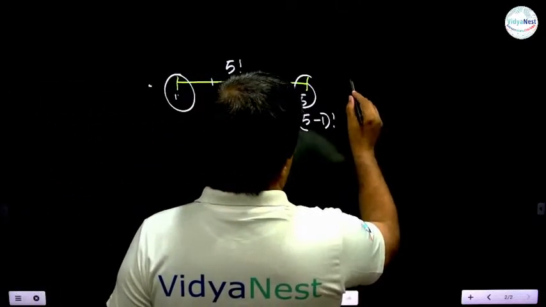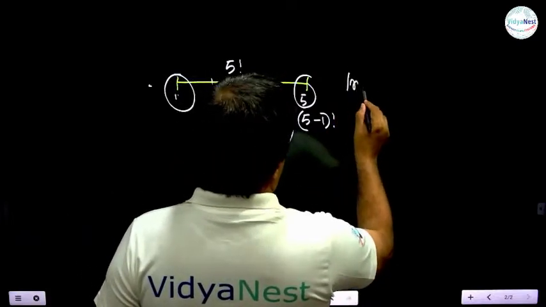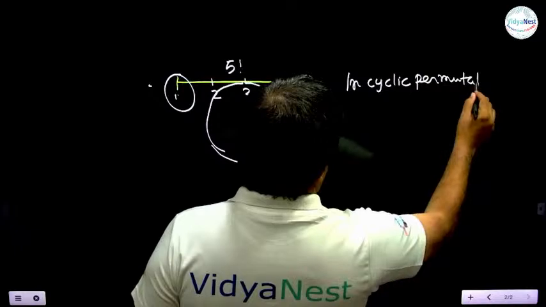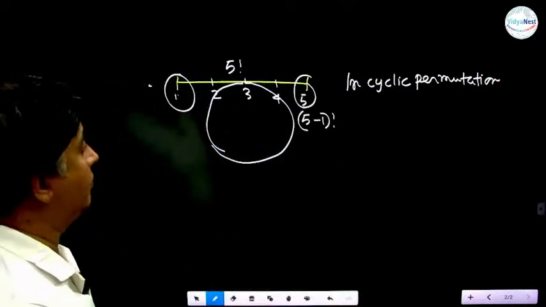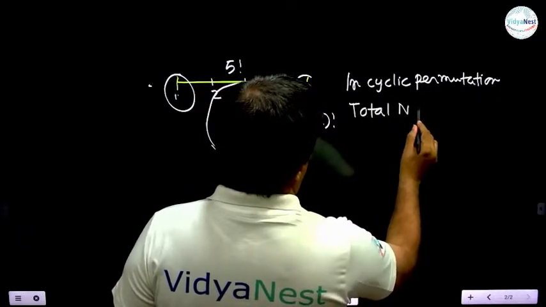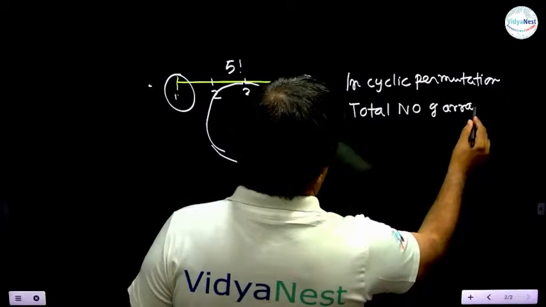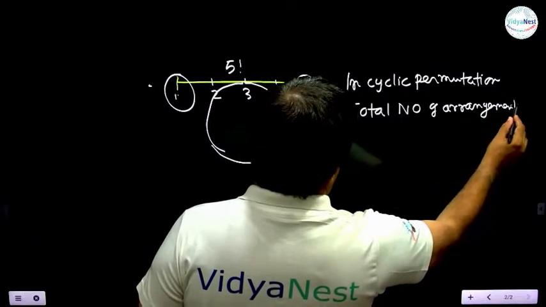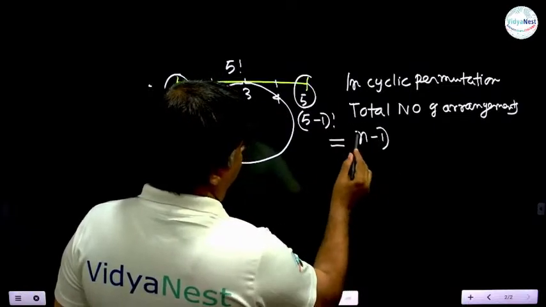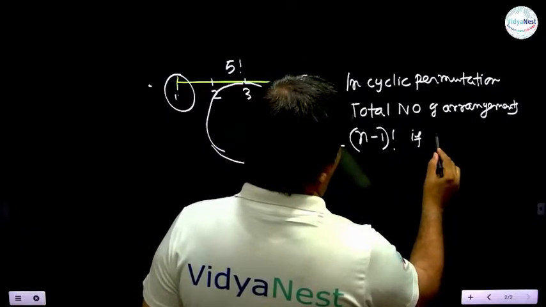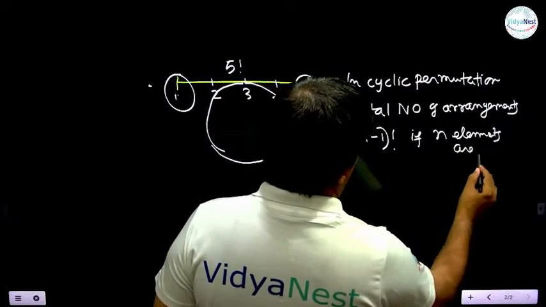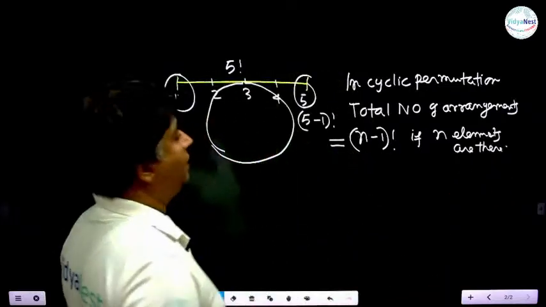So in cyclic permutation, the total number of arrangements will be n minus 1 factorial if n elements are there. If n elements are there.